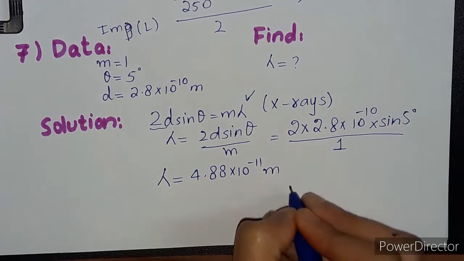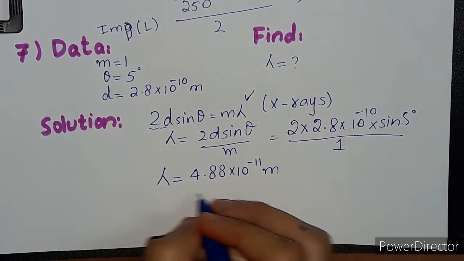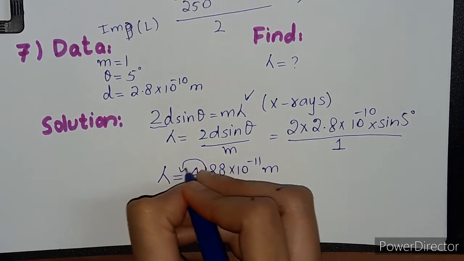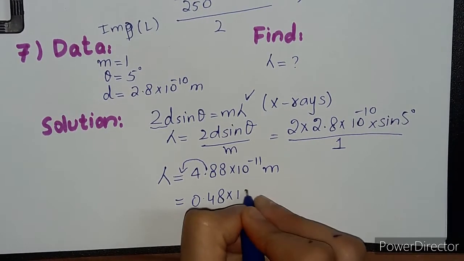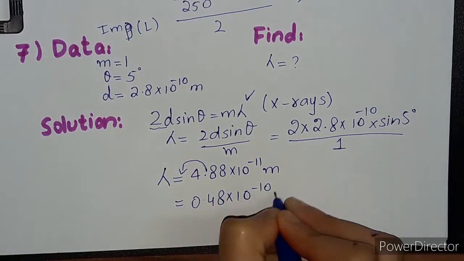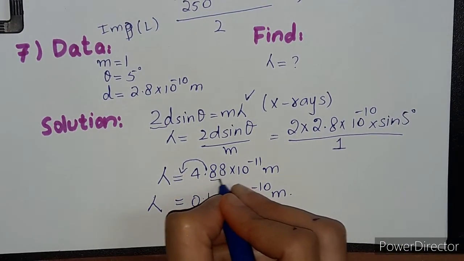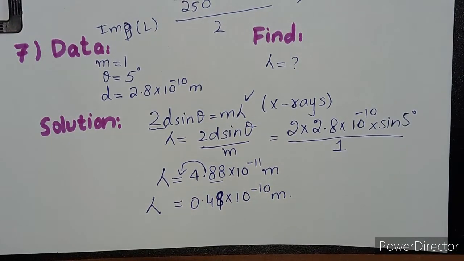If you write this answer, it would also be correct, but in the book it is given like this. The point is shifted here, and we get 0.49 times 10 to the power minus 10 meter, rounding off 8 to 9. So this is the answer of numerical 7. Now moving towards numerical 8.